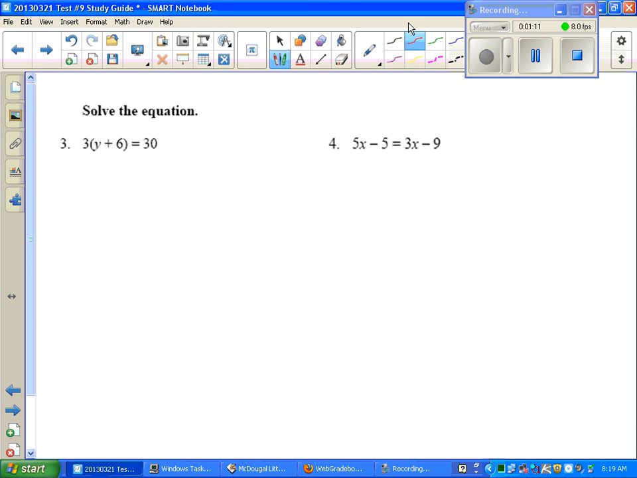This is going way back right here, just due to distributive property. 3 times y is 3y. 3 times 6 is positive 18 equals 30. Get rid of positive 18 by subtracting it. Do the same thing on this side. 3y equals 12. Get rid of 3 times something by dividing. Do it over here. Y is 4.